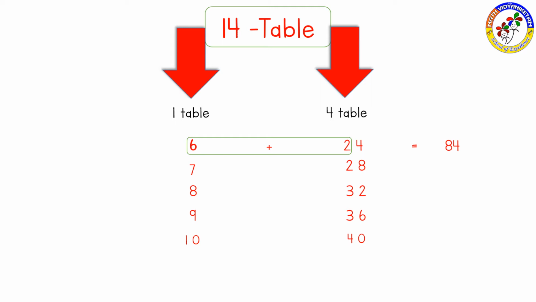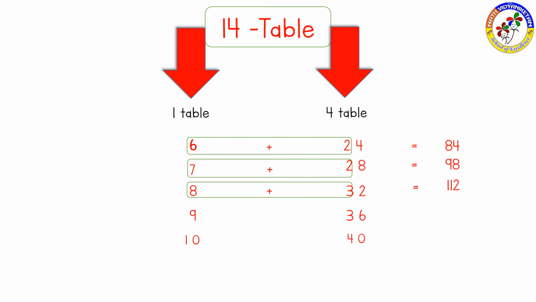That is 84. Now 7 plus 2. In box 7 plus 2. 7 plus 2 is 9. And write 8 as it is. That is 98. Now 8 plus 3. 8 plus 3 is 11. And write 2 as it is.